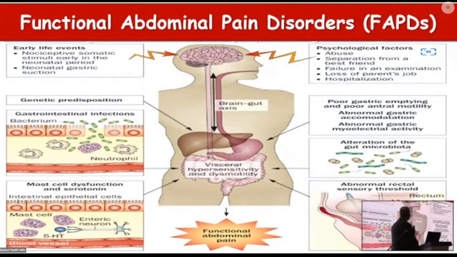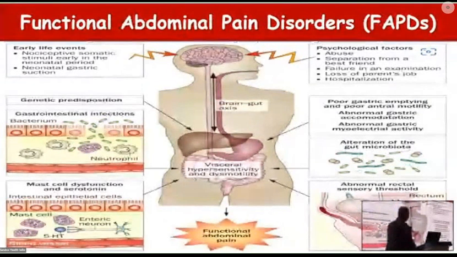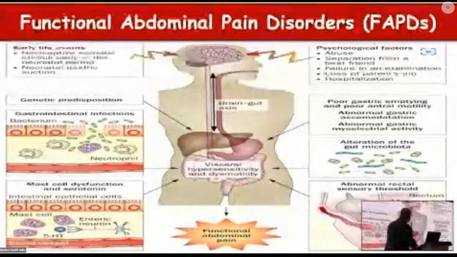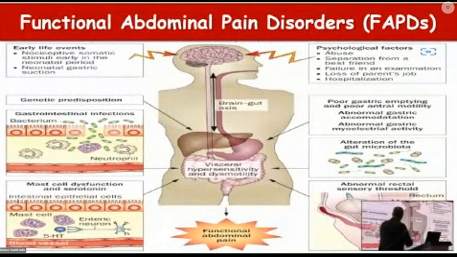hospitalization, any other psychological factor, also poor gastric emptying and abnormal gastric accommodation, dysbiosis and alteration of gut microbiota, abnormal rectal sensory threshold. All these factors will affect visceral hypersensitivity and dysmotility, and this will lead to functional abdominal pain. This can occur in any person, any child, or any adolescent.